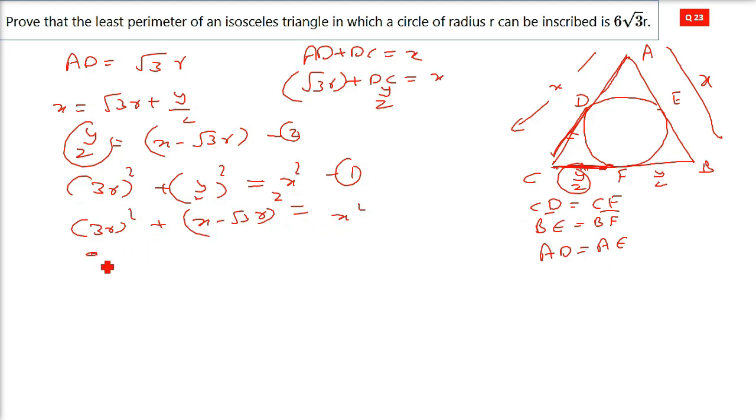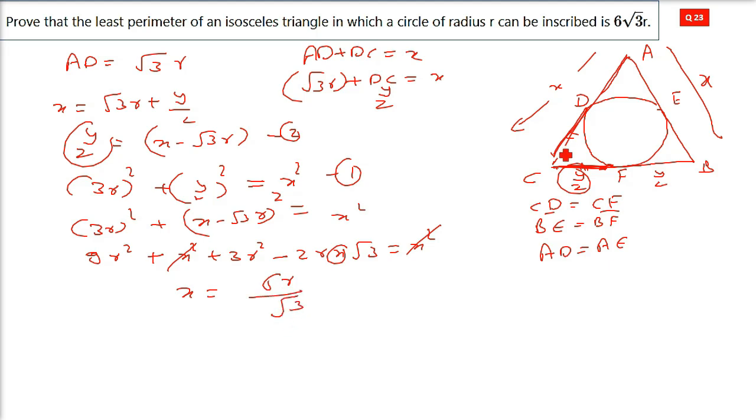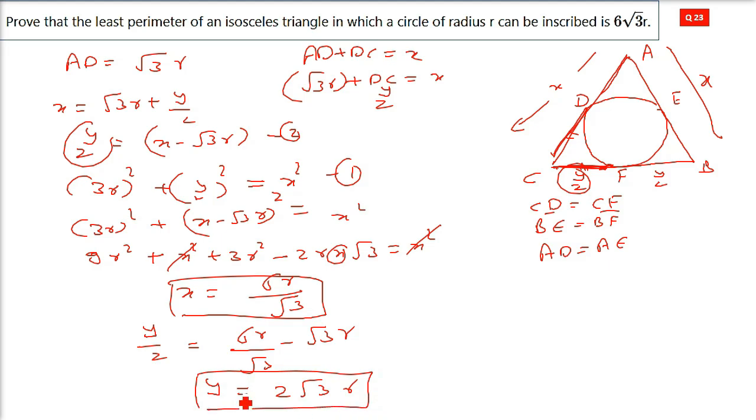Now open this. This is 9r square plus x square plus 3r square minus 2rx under root 3 equals x square. X square you can cancel and there will be a relationship between r and x. Just by rearrangement, you will get that x equals 6r by root 3. This is AC, or you can call it AB also, because they both are equal. And from the second equation, y by 2 is equal to 6r by root 3 minus root 3r. So y you got as 2 root 3 into r.